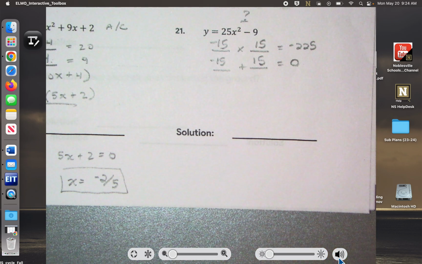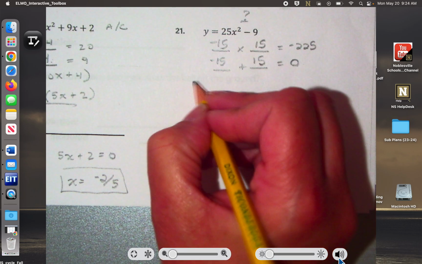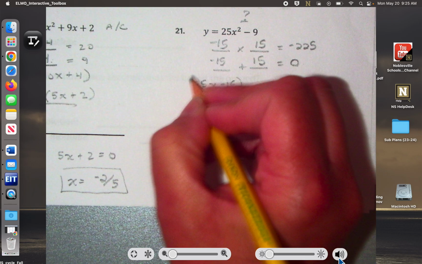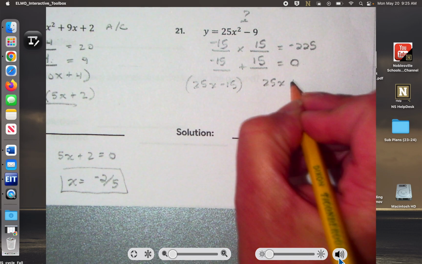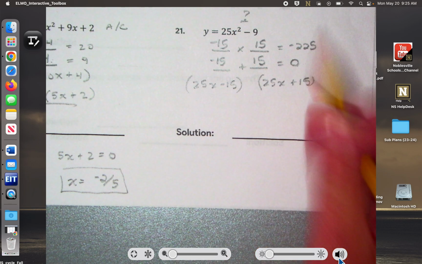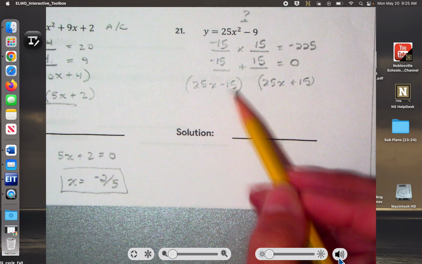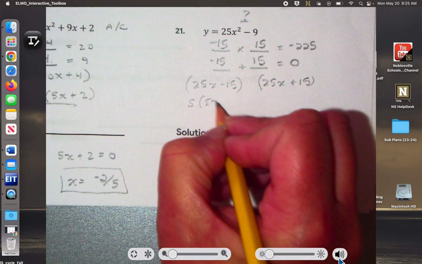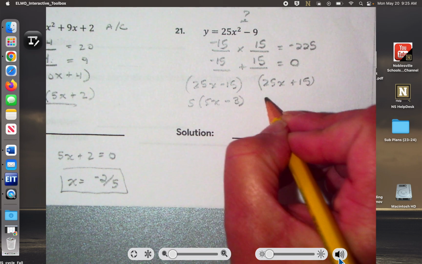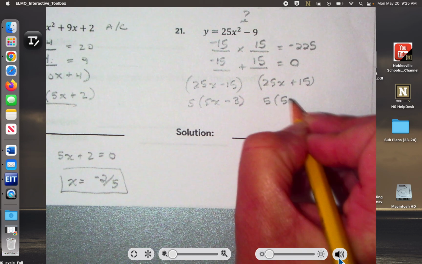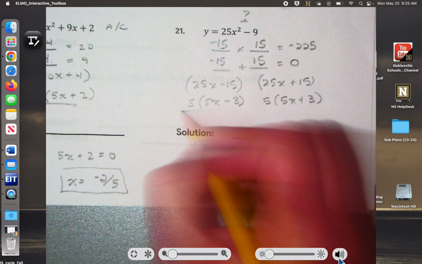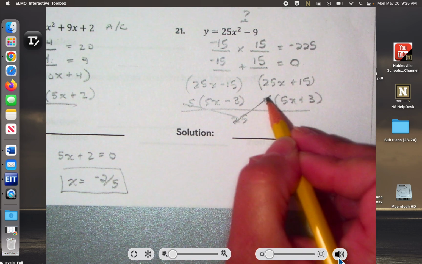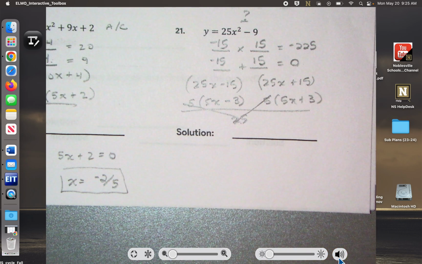right? So again, I'll put that a in the quantities. So I have 25x minus 15 times 25x plus 15. They both have greatest common factors of 5. So this would be 5 times the quantity 5x minus 3, 5 times the quantity 5x plus 3. Again, if I divide that by my original a, that 5 times 5 is 25, cancels out with that 25.